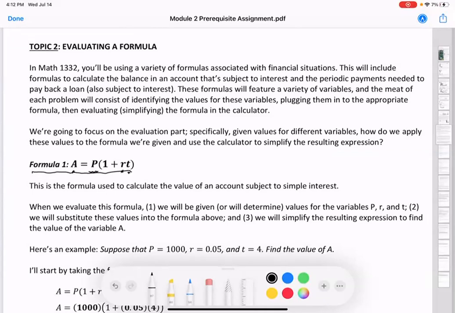And this expression also represents when you borrow money. So if you borrow P amount of money, and the bank will charge you the interest rate. R is the rate. T means T years. A means after T years, how much money you need to pay the bank.